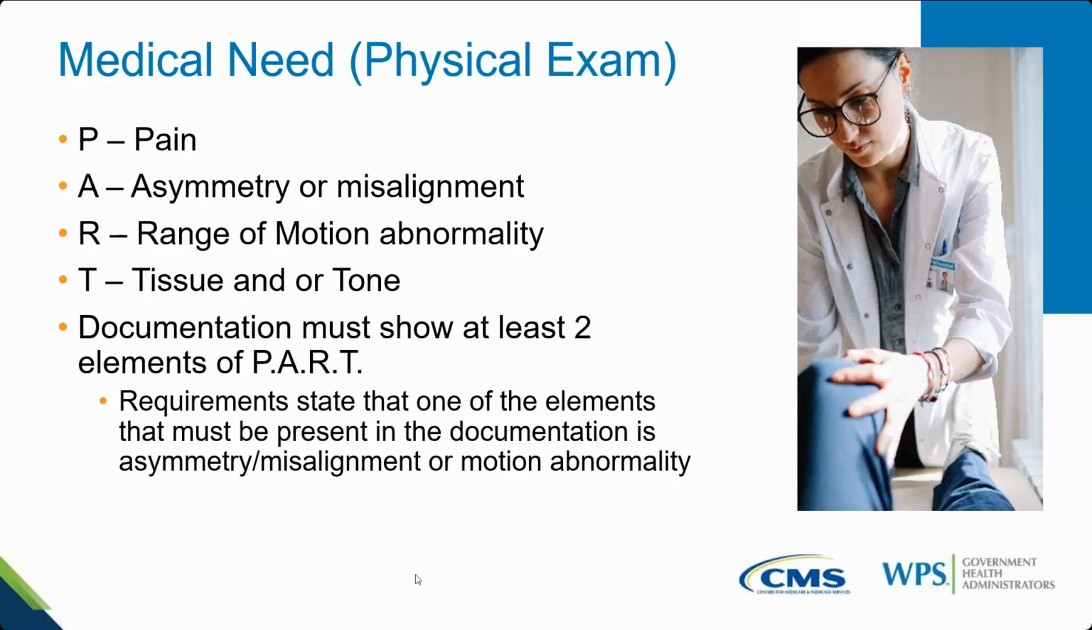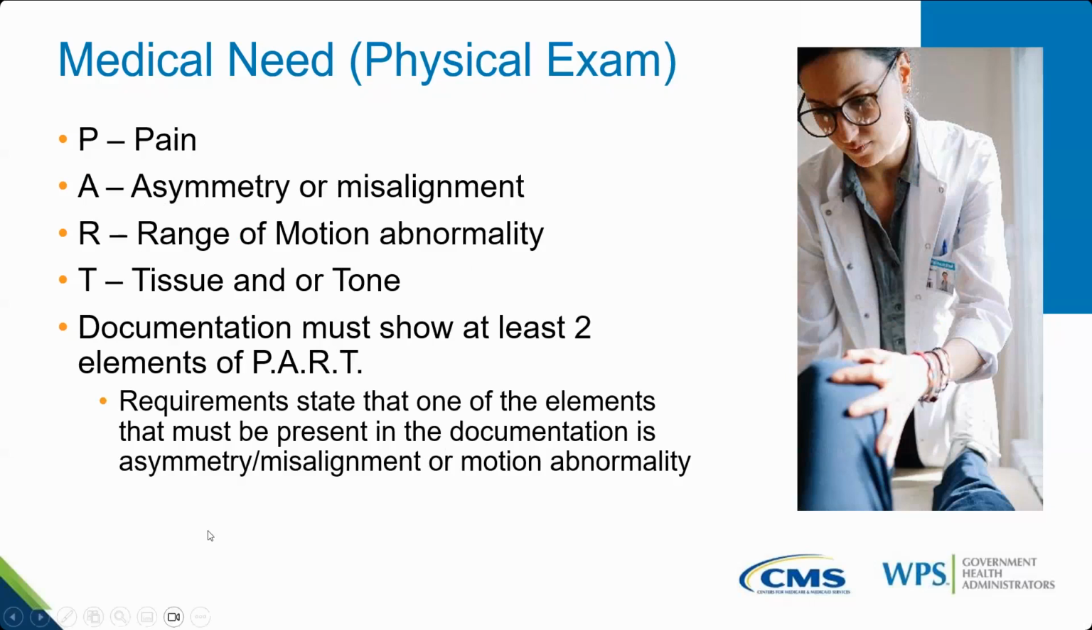A stands for asymmetry or misalignment. This can be completed through observation and or palpation. Make sure to include documentation to identify the sectional or segmental level of asymmetry or misalignment and how this was determined. R stands for range of motion abnormality. This can be completed through observation, motion palpation, and or range of motion or measuring devices. And make sure to include documentation to identify changes in active, passive, and accessory joint movements resulting in an increase or decrease of sectional or segmental mobility.